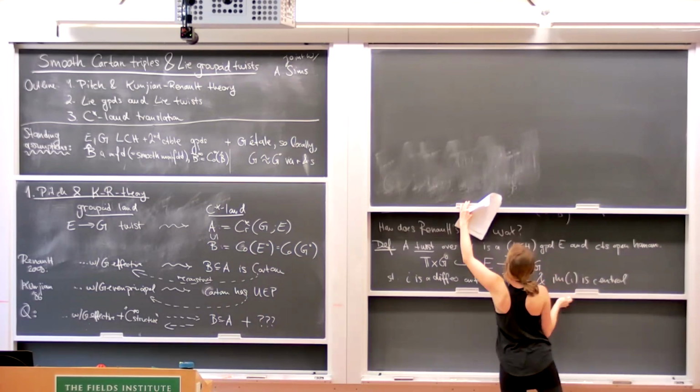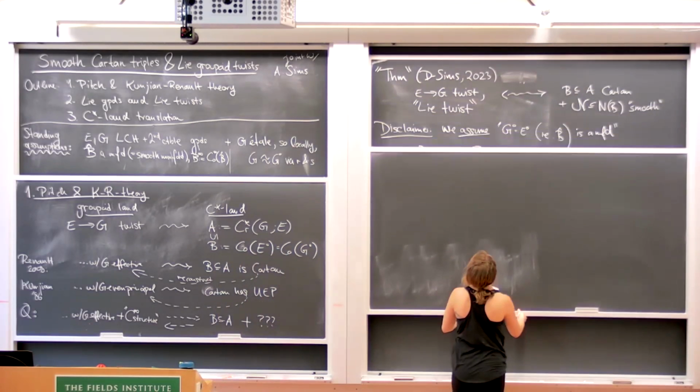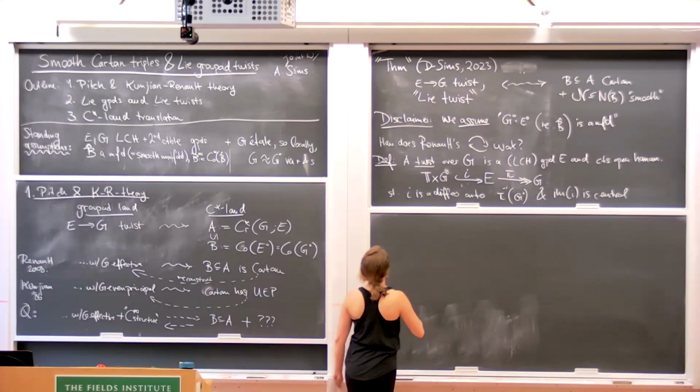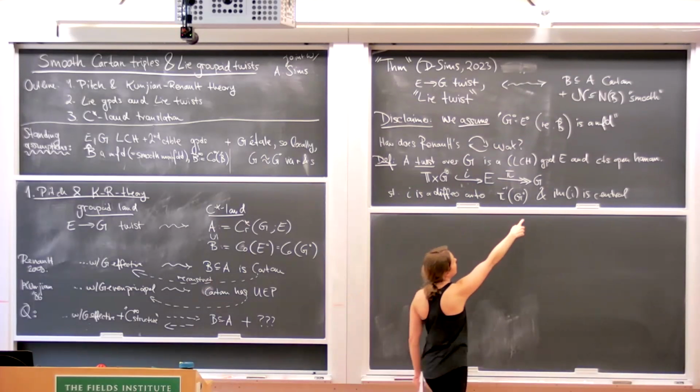Can you bring this up? Okay, so what does this last bit mean, that the image of iota is central?